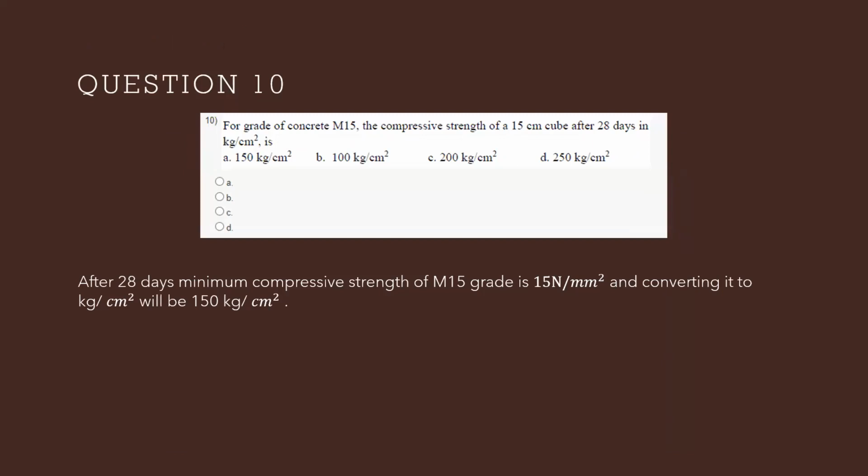For a grade of concrete M15, the compressive strength of a 15 centimeter cube after 28 days in kg per centimeter square is asked. Since the curing period has been specified as 28 days, we know that in M15 grade, the 15 suggests that after 28 days of curing, the minimum compressive strength that a cube will offer is 15 Newton per mm square. If we convert this value of 15 Newton per mm square to kg per centimeter square, it will be roughly 150 kg per centimeter square. So option A will be correct. Thank you.